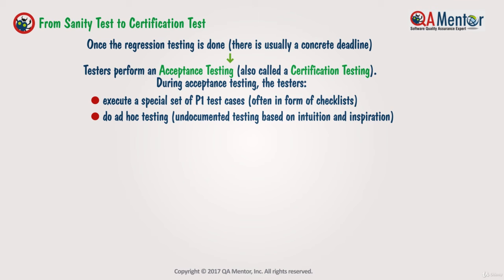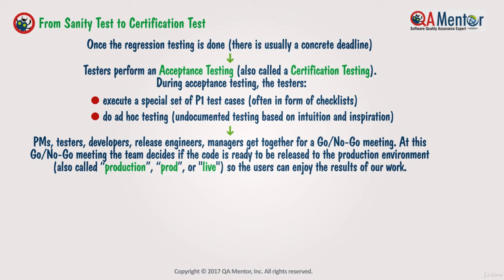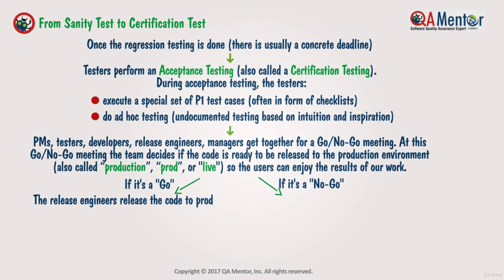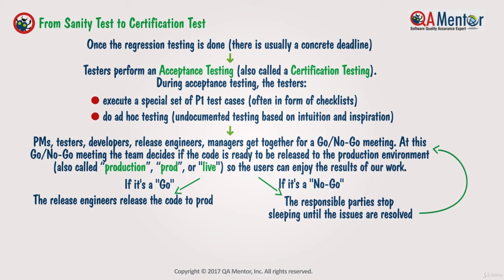Once the acceptance testing is finished, PMs, testers, developers, release engineers, managers get together for a go, no-go meeting. At this go, no-go meeting, the team decides if the code is ready to be released to the production environment, also called production or prod or live, so the users can enjoy the results of our work. If it's a go, the release engineers release the code to prod. If it's a no-go, the responsible parties stop sleeping until the issues are resolved. Once all the issues are resolved, there is another go, no-go meeting, and so on until release to prod takes place.